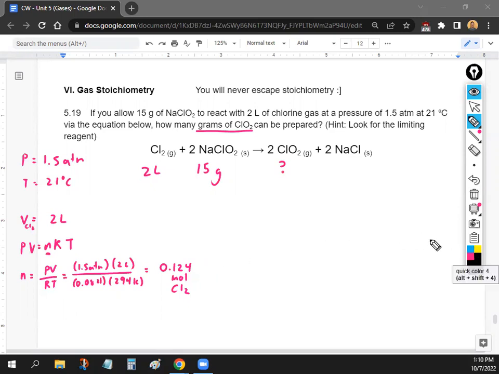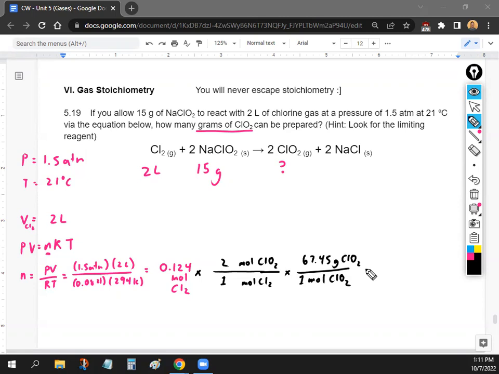All right, let's do our stoich. So let's see how much of this our chlorine gas can make. From here, it's just regular stoichiometry. We have moles of chlorine gas, so we have to cancel that out on the bottom of this fraction. We're looking for moles of ClO2. The mole ratio is 1 to 2, so we can plug it in that way. And then we just use the molar mass of ClO2, which is 67.45. And so chlorine gas has the potential to make 16.73 grams of ClO2. Okay. So that's this part right here.